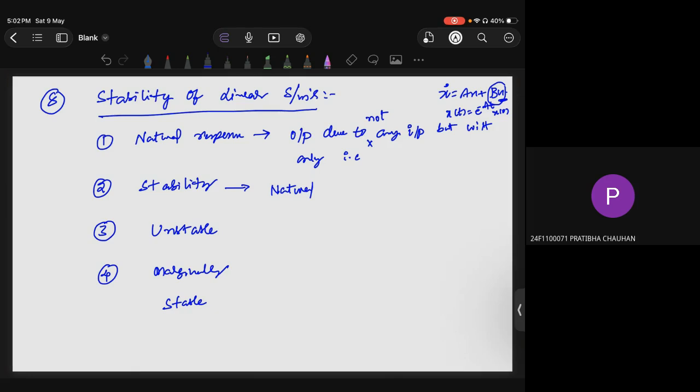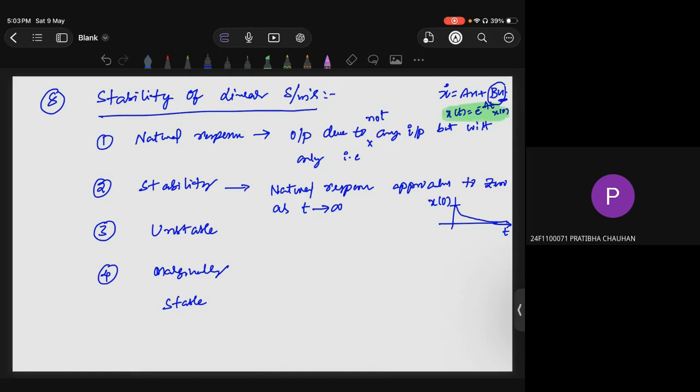Then stability is nothing but the natural response approaching zero as t is tending to infinity. It means that if you consider this response, it starts at x of 0, and if it goes to 0 as t is tending to infinity, then we say that the system is stable.